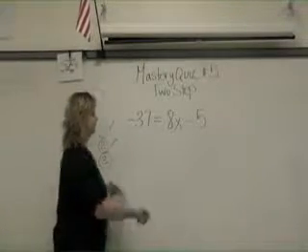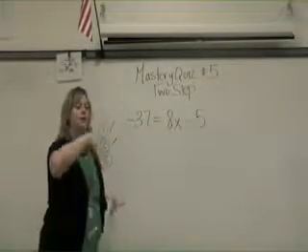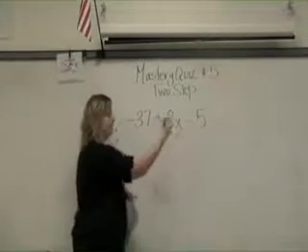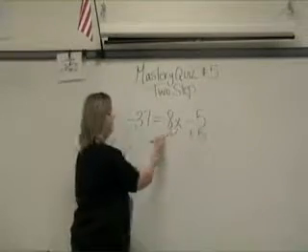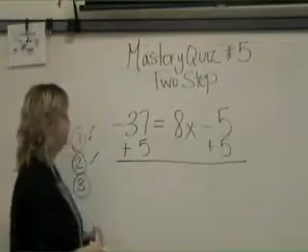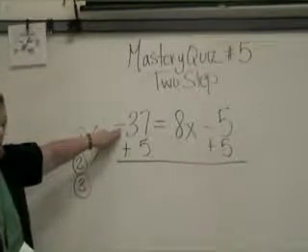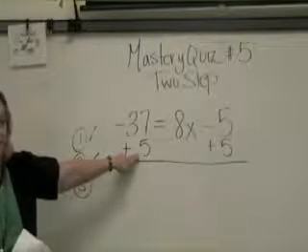So let's look. Right here I see negative 5. So I'm going to do the opposite of taking away 5. I'm going to add 5 to both sides of the equation because my goal is to isolate the variable. Let's see where we're at. Right here I see a negative 37 plus 5.